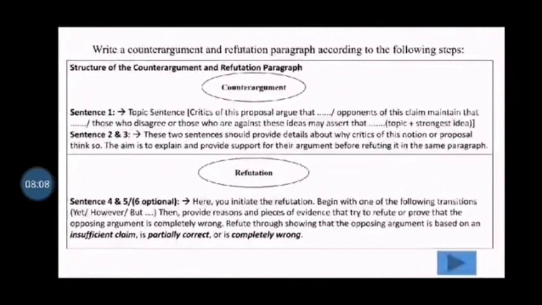In each body paragraph, we need to begin with a topic sentence, followed by supporting sentences. Still, the structure of the counter-argument and refutation paragraph is special and requires a lot of attention while developing it. For you would have to mention the opposing argument and support it, and then refute it within the same paragraph through showing that they are wrong, are partially correct, or that their argument is based on an insufficient claim. So, the counter-argument and refutation would abide by the following structure that you have in this slide.